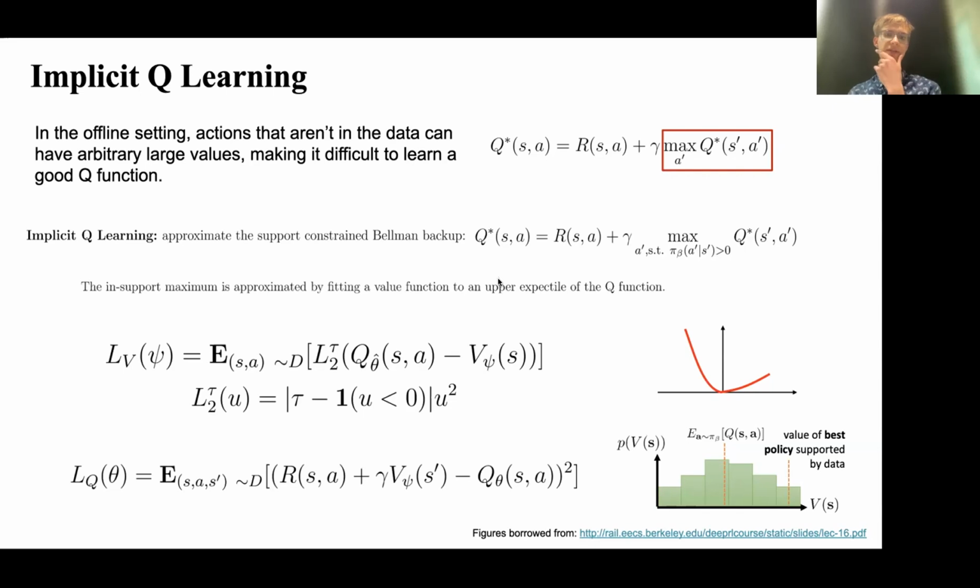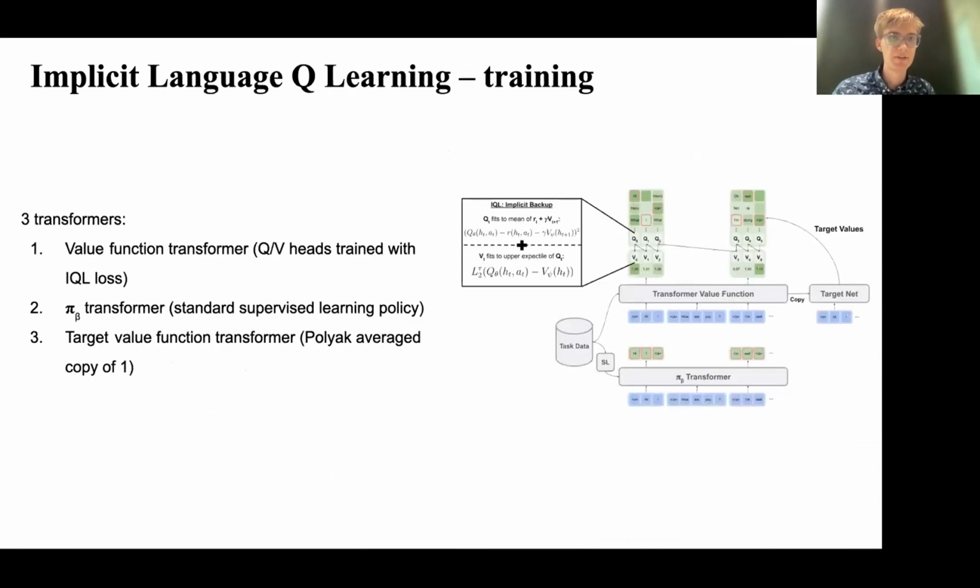Yeah, so that's the key idea behind implicit Q learning that we build off of in our work. And so we adapt this algorithm to language models. It's pretty straightforward. We do this with essentially 3 transformers. In implicit Q learning, you don't actually need to learn pi beta, which is the data set policy, but we do that and we'll get to why. One is this data set policy, pi beta. So it's just your standard supervised learning model, trained on that data with supervised learning.